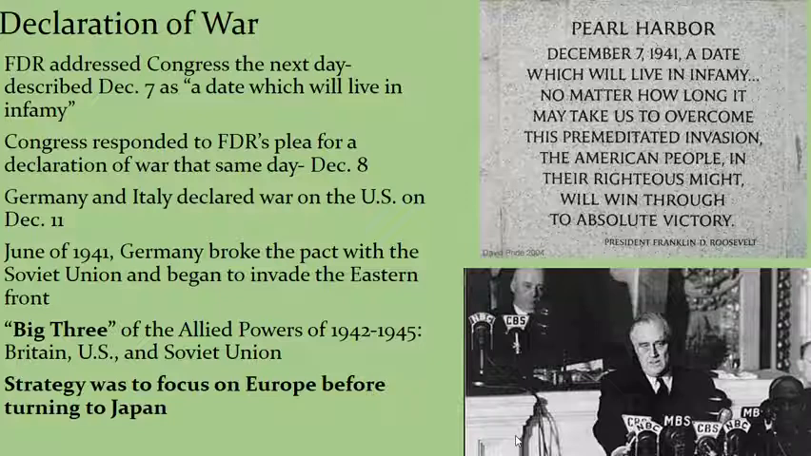By June of 1941, Germany had already broken the pact with the Soviet Union. So now we're going to have an alliance between the Soviet Union, Great Britain, and the United States. And they're going to be known as the Big Three. Their strategy early on is to focus on Europe before Japan. It's going to be the Europe First strategy. They believe that even though Japan attacked us, Hitler is the greater threat compared to the Japanese. And that will be it for today's video.